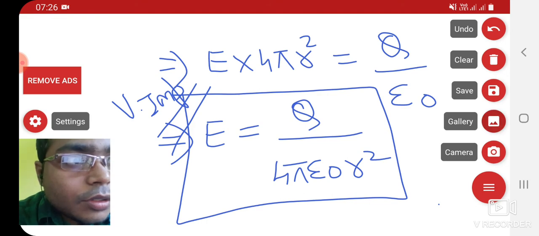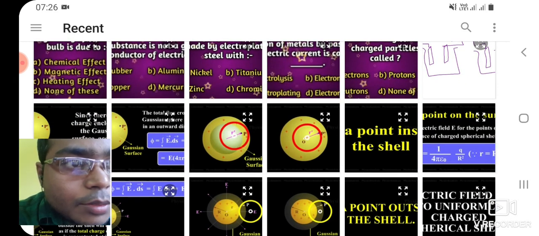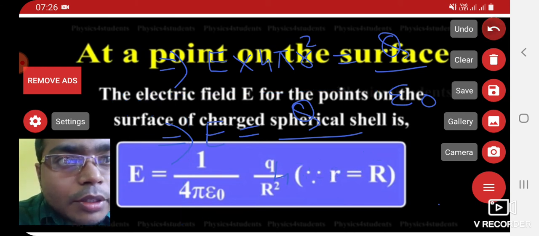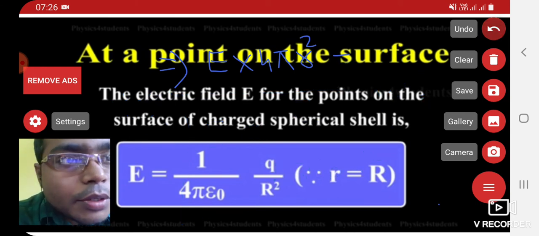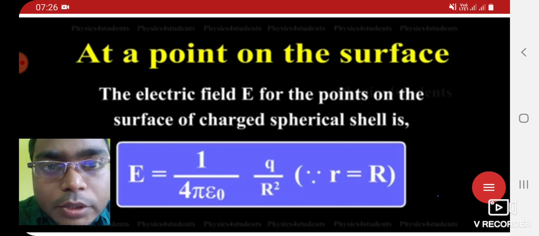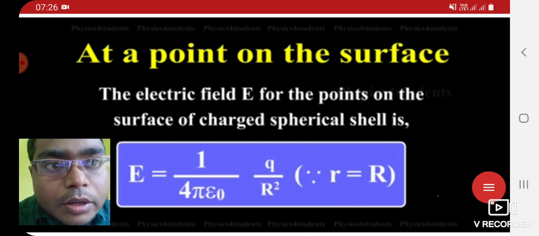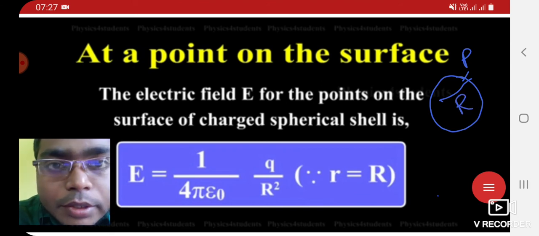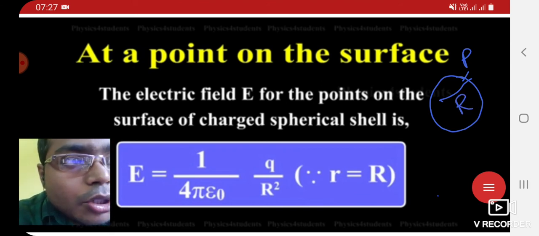Now let us try to find the electric field at a position inside, or, for example, a position on the surface, right? Now we are going to calculate the electric field for the point on the surface of the spherical shell. For a point on the surface, the value of small r will simply be replaced by capital R. Why? Because if this is the spherical shell and this is the point P, then the distance from the center to the point P will be capital R, the radius of the spherical shell. So how much will be the electric field?